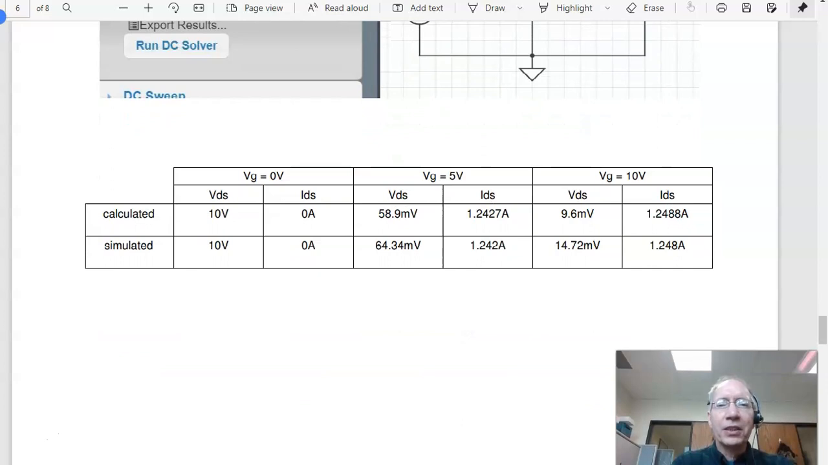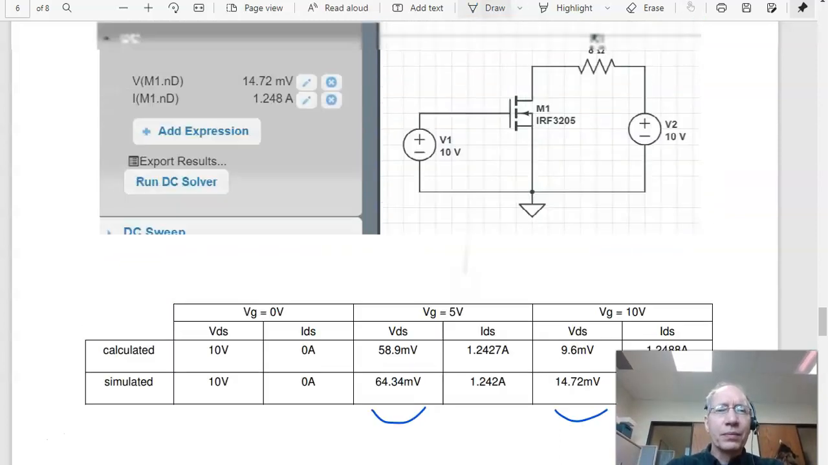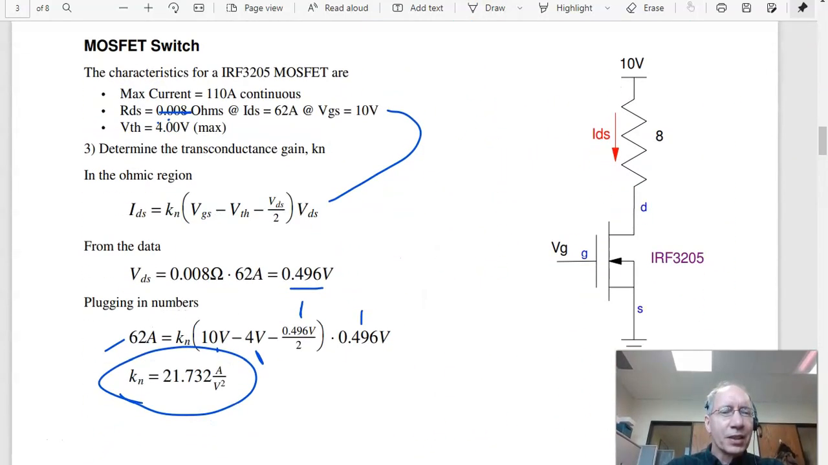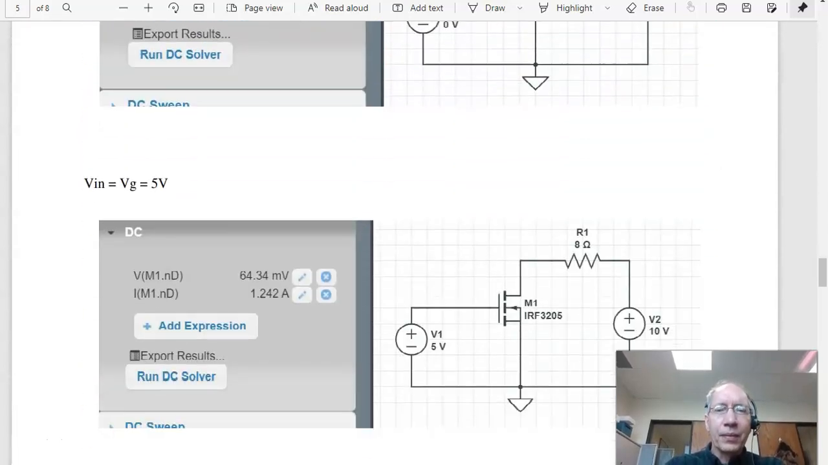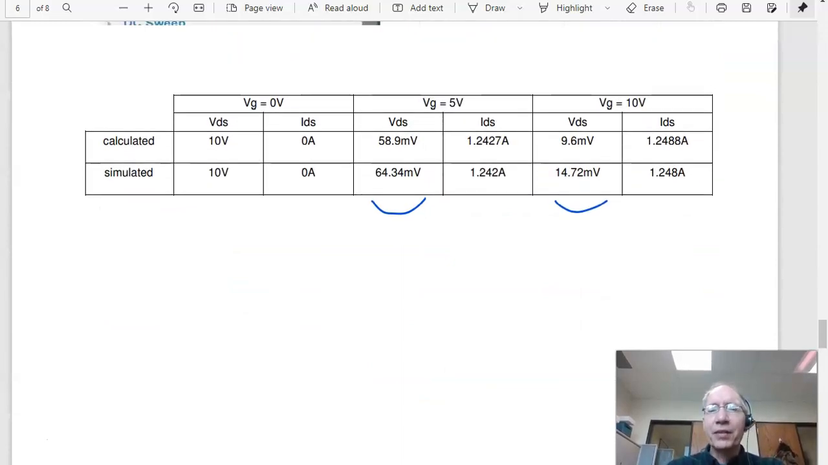So comparing the calculations versus simulation, they're close. The VDS, a little bit different. Again, Circuit Lab uses a slightly different model. I had to change the parameters to match what we calculated. So the threshold voltage is 4 volts. K sub n was whatever it was, 21.73. And even then, the answer was a little bit different. If I build it in lab, again, I'll get a slightly different answer. But from a practical standpoint, I'm getting darn close to 0 volts.